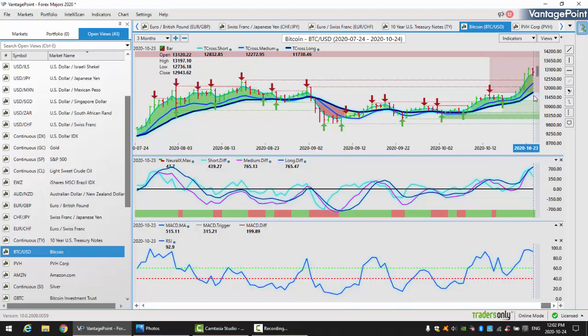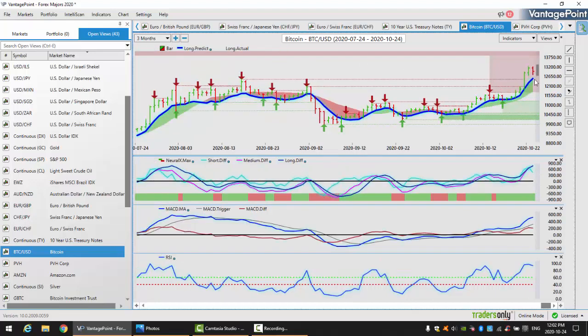Right now, this is a strong buy whilst holding above the VantagePoint T-Cross long at 11,730. But if we click on the F8 in our software, we get a very nice intraday pivot level, 12,523.80. That's the area, the first level we would consider for longs to start the week.